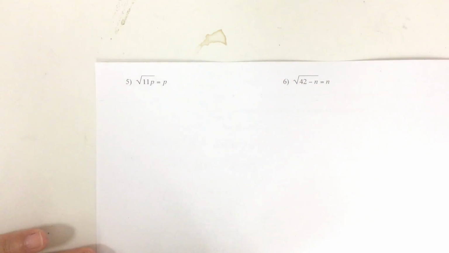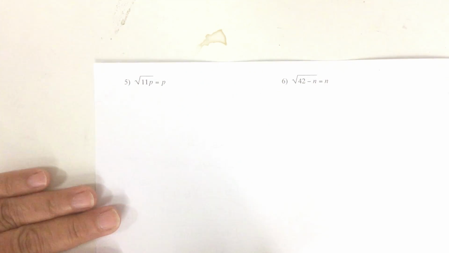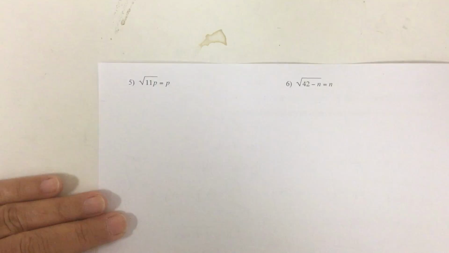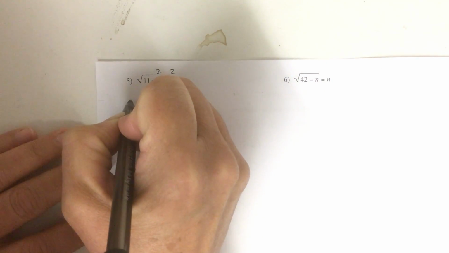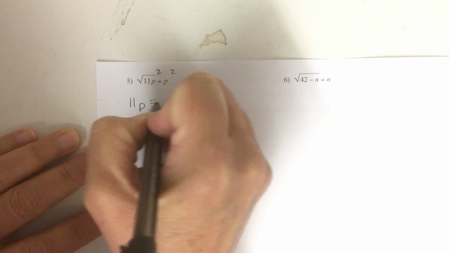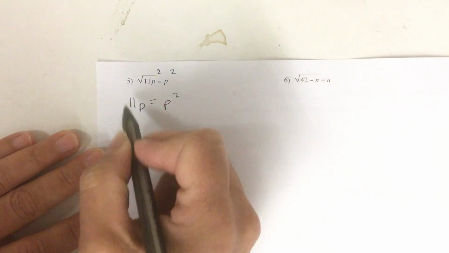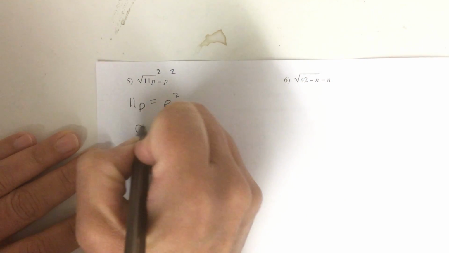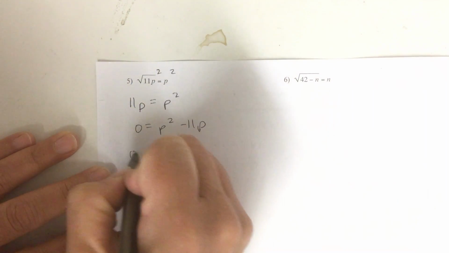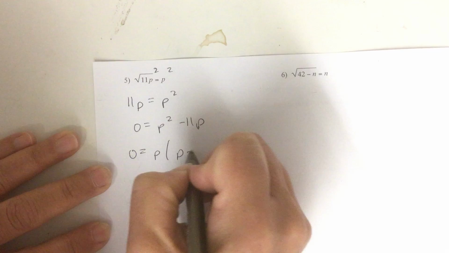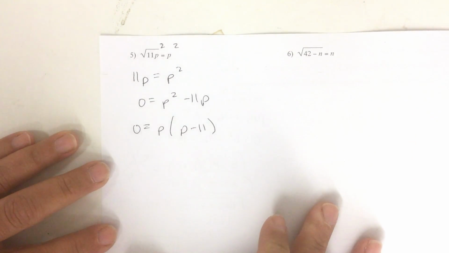Okay, so the next one, number 5, is going to be very similar to the one we just did, number 4. So if we square both sides, we get 11p equals p squared. Move everything over to the squared term, so 0 is equal to p squared minus 11p. I would factor out a p. You can do quadratic formula if you want to.